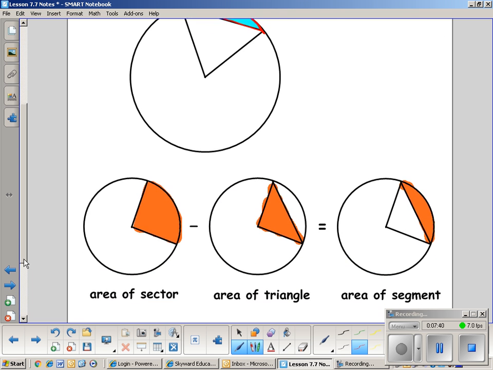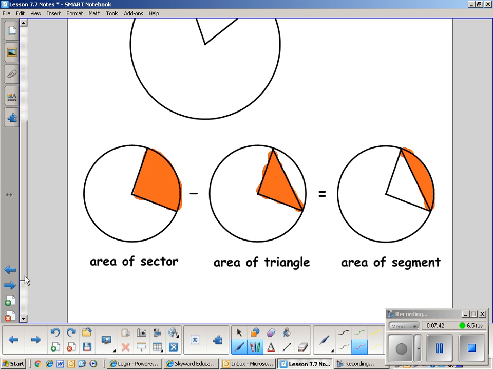This is how we find the area of that segment. We're going to find the area of the whole sector. We're going to subtract from it the area of the triangle. And then what's left will be the segment. So it's the area of the sector minus the area of the triangle will equal the area of the segment.